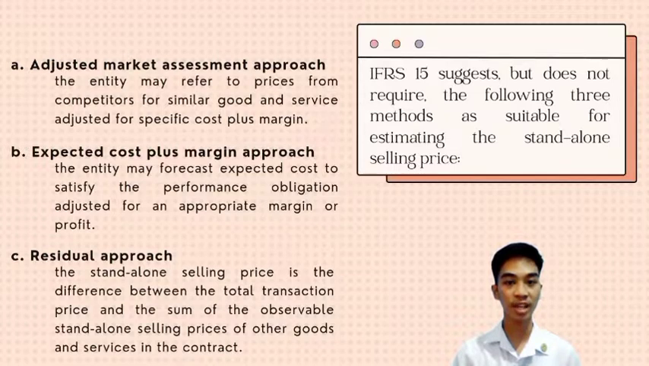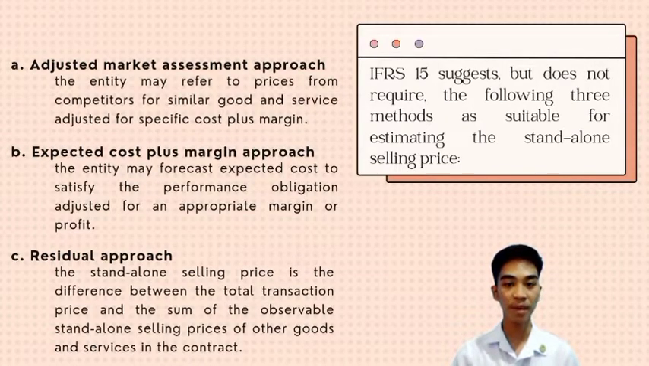IFRS 15 suggests, but does not require, the following three methods as suitable for estimating the standalone selling price. Meaning, if the standalone selling price is not directly observable, the entity must estimate such price by using the following methods. First is the adjusted market assessment approach. Here, the entity may refer to prices from competitors for similar goods or services, adjusted for specific cost plus margin.